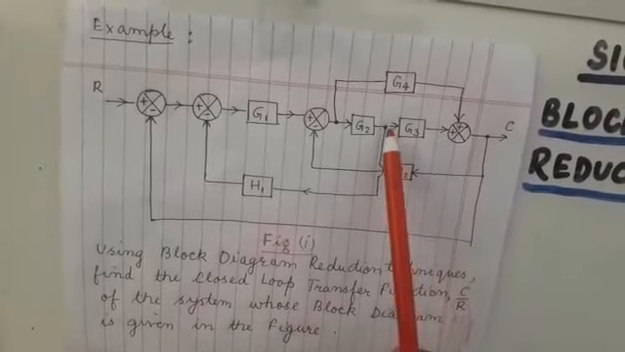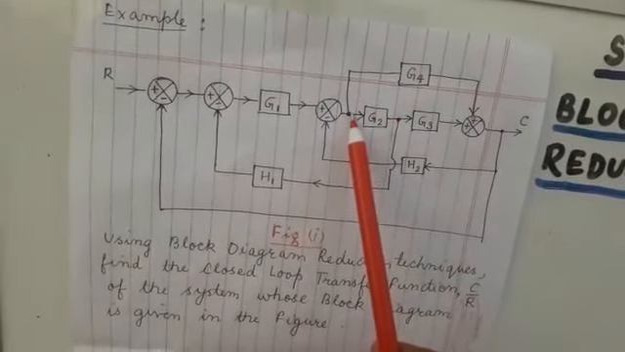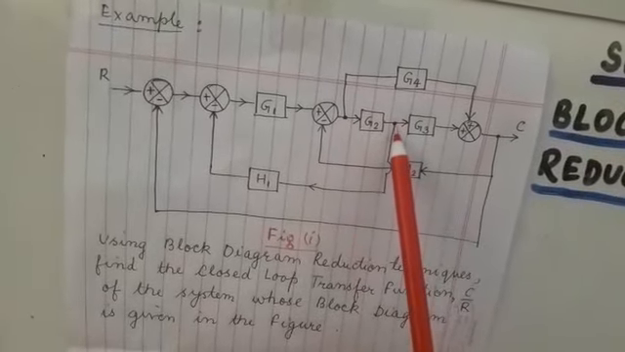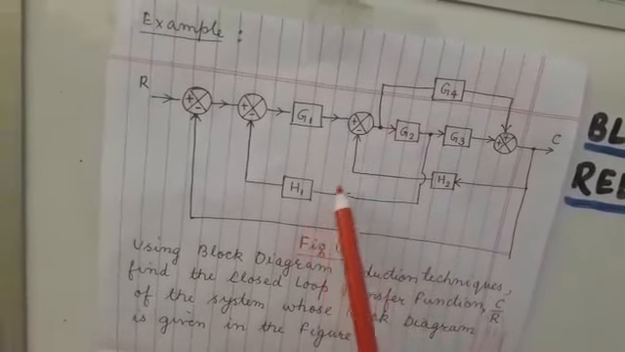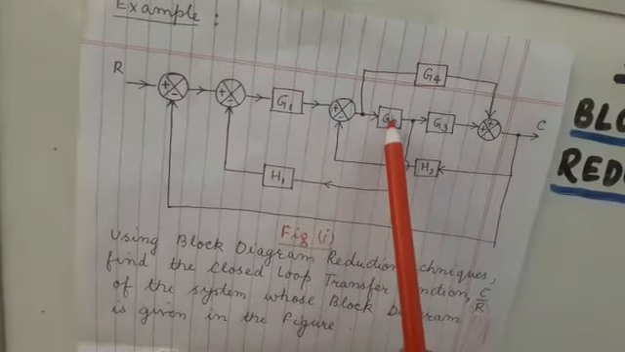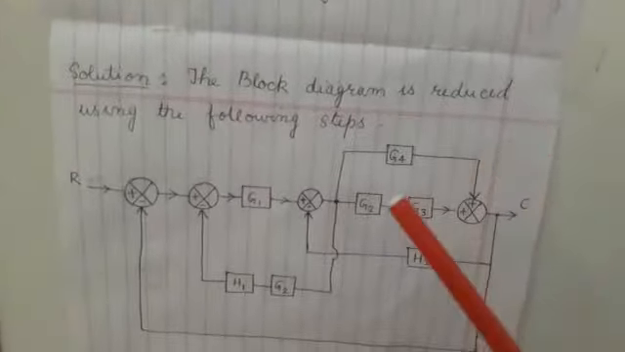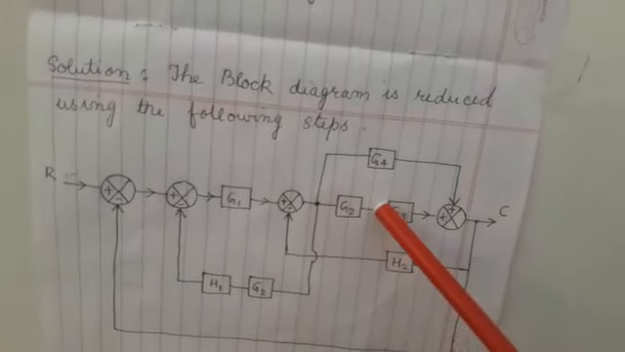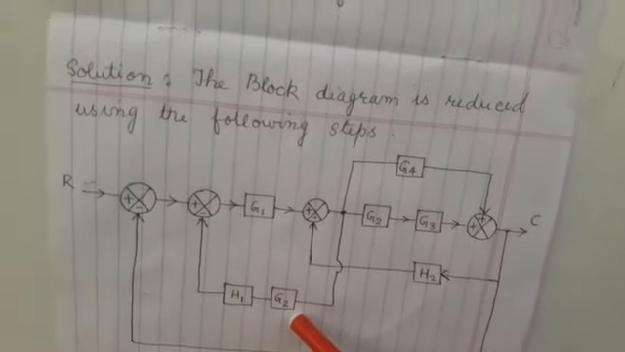First, we find that this is the takeoff point. If we move this takeoff point before the block G2, we know that whenever we move a takeoff point before the block, that line gets multiplied by this block. So we will get the figure as shown in figure 2. You can see we will get this figure. We moved the takeoff point from this point to this point. So G2 will be multiplied with H1.